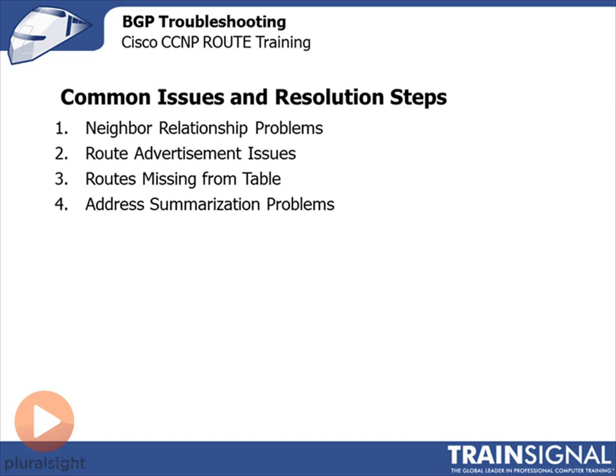Just as with every protocol, there are some very specific common issues and problems and their resulting resolutions found within the next couple of slides we're going to be looking at. As with other protocols, we're going to be looking at potential problems that may cause neighbor relationships to fail in formation. In addition, some problems with route advertisement, routes not being injected into the table correctly, routes missing from the table, and then some address summarization issues or problems.